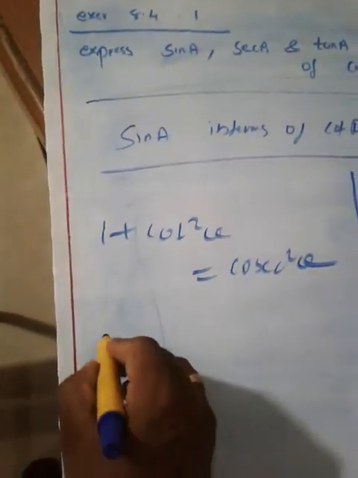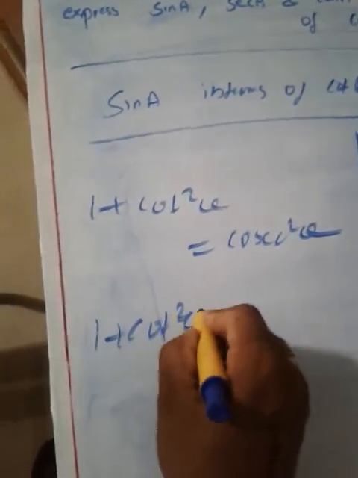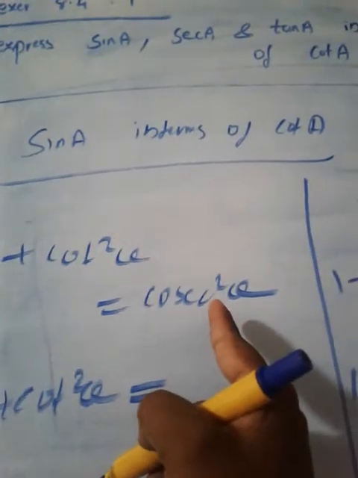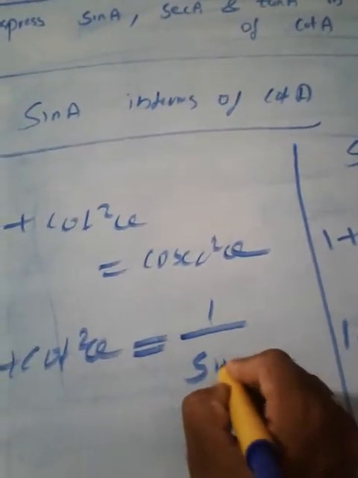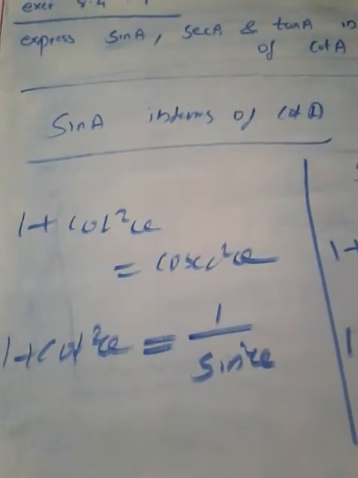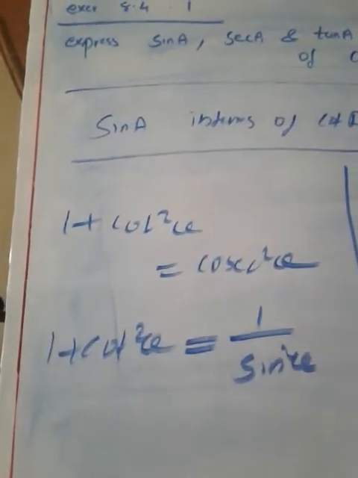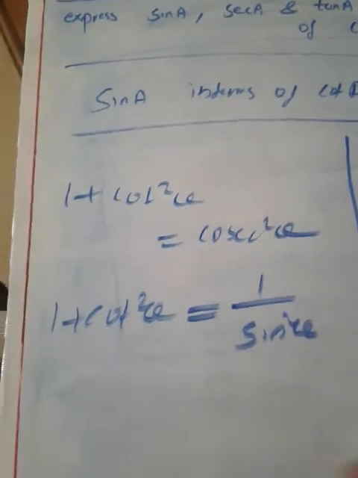So what we have to do? 1 plus cot square theta is equal to cosec square theta. You have to change this cosec in terms of sine. So cosec square theta is nothing but 1 by sine square theta. Why? Because cosec is the inverse of sine. Cosec theta is nothing but 1 by sine theta. So cosec square theta will be 1 by sine square theta.